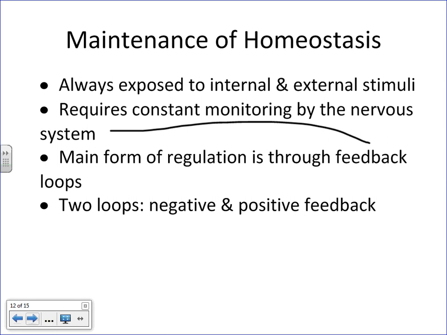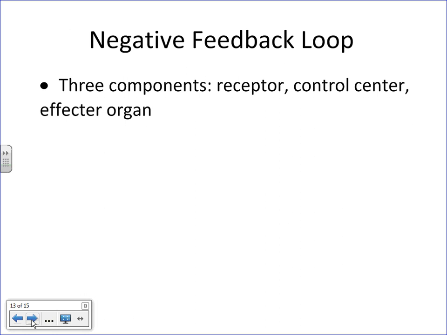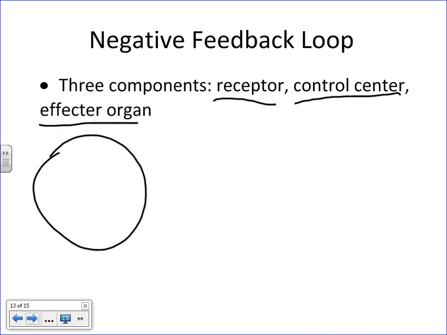And there are two types of feedback loops: negative feedback and positive feedback. Okay, and let's look at some examples of these. When we're talking about a feedback loop, obviously, when you think of loop, you should think, oh, this has got to be something circular. So when we talk about negative feedback, this is the most common regulatory mechanism in the human body. Okay, negative feedback. And there are three major components of a negative feedback loop: the receptor, a control center, and an effector organ. Okay, so let's talk about these. So negative feedback begins with the receptor.